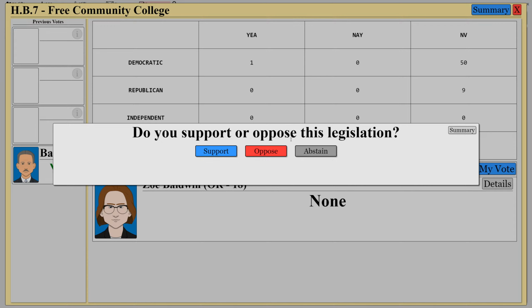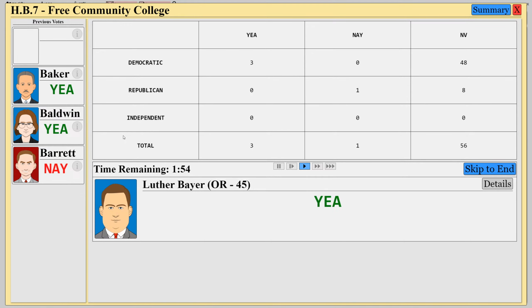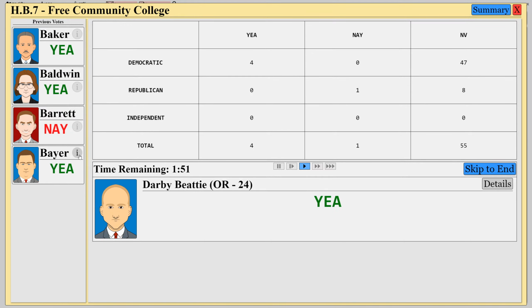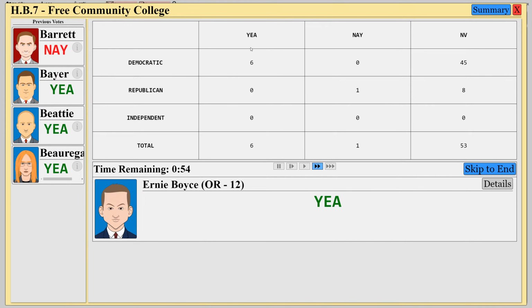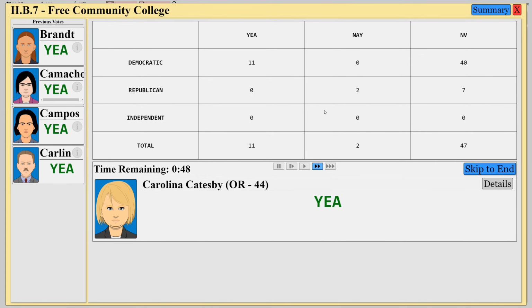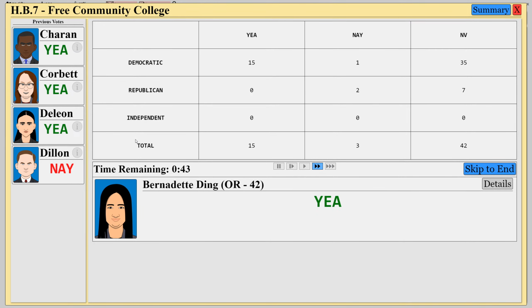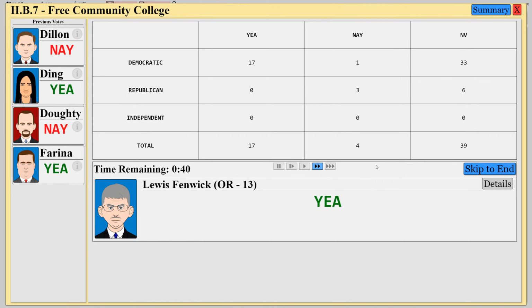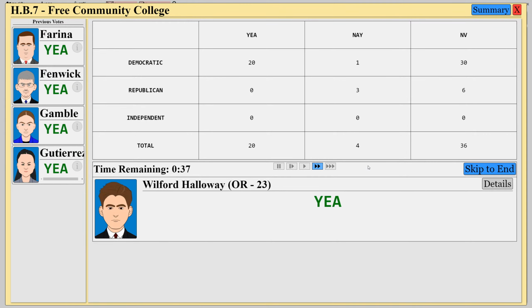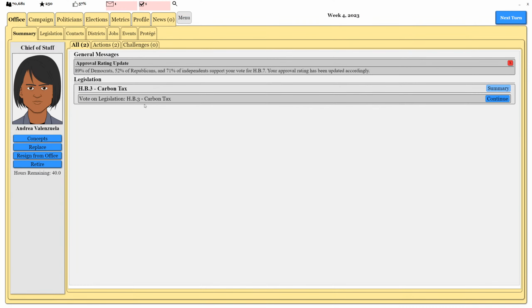And then we have this brand new voting mechanic. Essentially we can see a real-time metric of voting. You can see who's voting, how they're voting, what party they are, obviously. And so then I can hit this, and then we can see... It's basically like watching C-SPAN. And you can see exactly who's voting, who's the most recent one to vote, right here. So we have 51-9. We'll continue to the next stage of the legislative process.